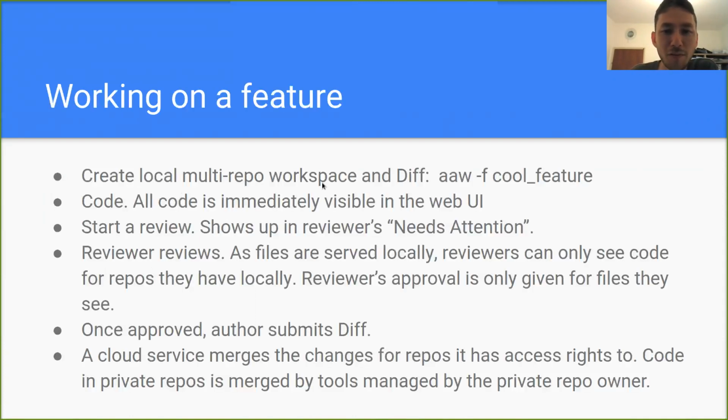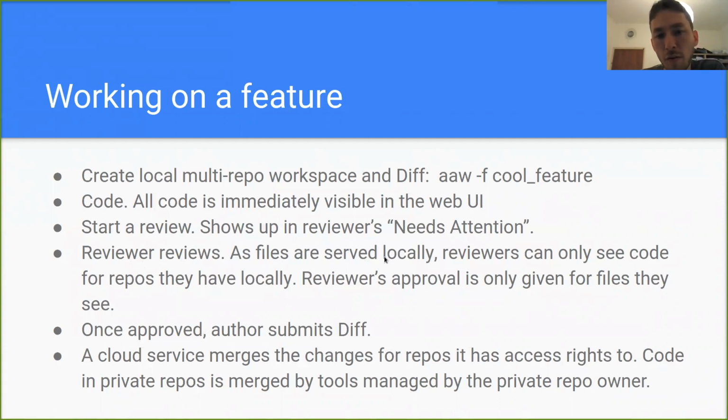Yeah, there's a lot of text here, but it's for me to remember. So you create a local multi-repo workspace with all of the repos that you want to work with using a command line command. Then you start coding, and you can immediately see the code in the web UI because it's hosted locally. When you're done coding, you start a review. This pushes the code to GitHub or GitLab or whatever is hosting. Then this shows up in the reviewer's needs attention, and they start the review.